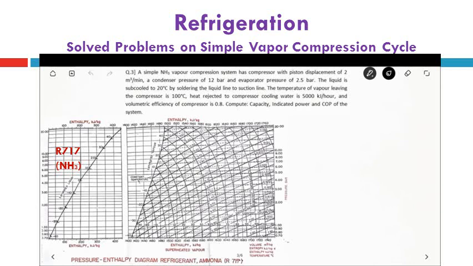The white area is dedicated for your solution, and the pressure-enthalpy diagram of the refrigerant used, ammonia R717, is presented here with the pressure and enthalpy axes. The pressure is shown in bar units and the enthalpy in kilojoule per kilogram. The next slide will present the solution of this problem.